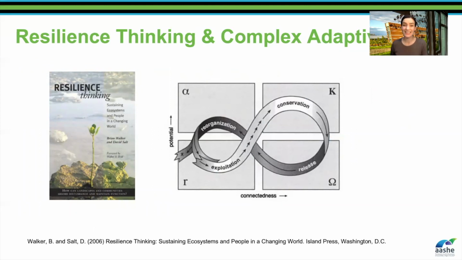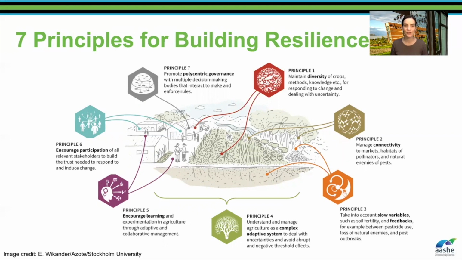Our textbook does an amazing job at introducing the complex adaptive cycle, and this also connects in with the 7 principles for building resilience. I've taken this illustration from the Stockholm University. Principle 1 is maintaining diversity. Principle 2 is managing connectivity. Principle 3, we take into account slow variables and the feedback loops.